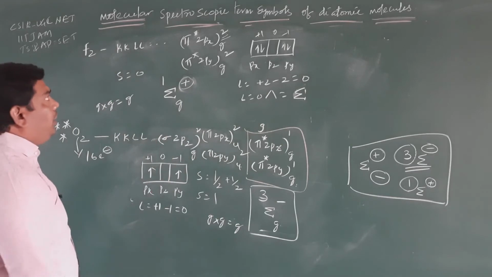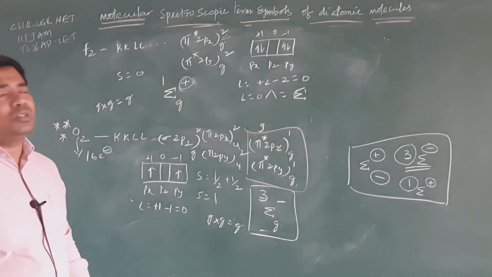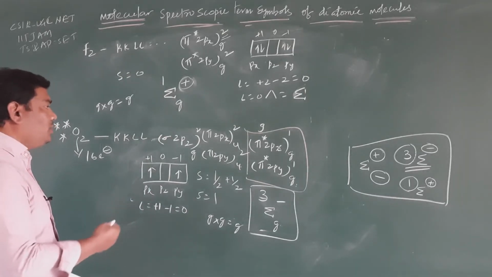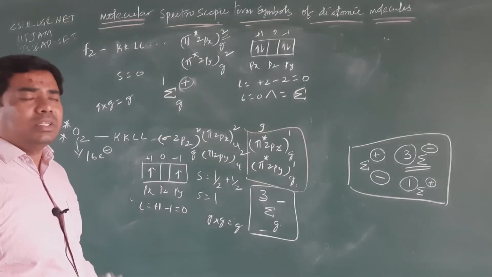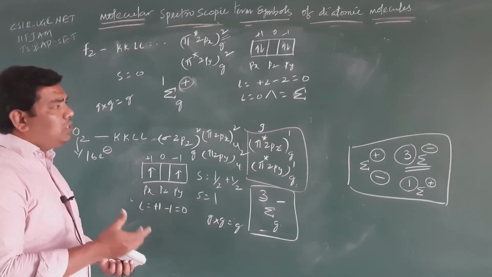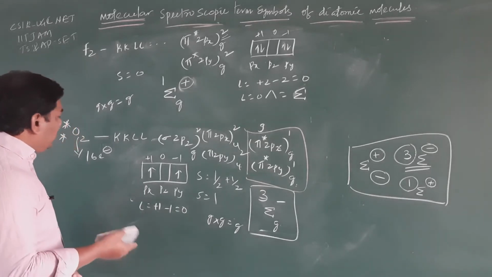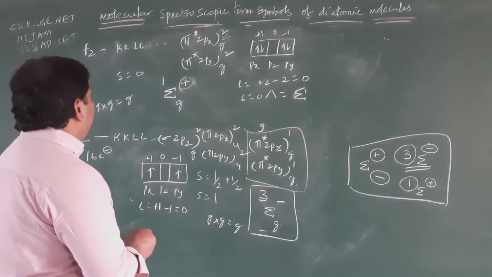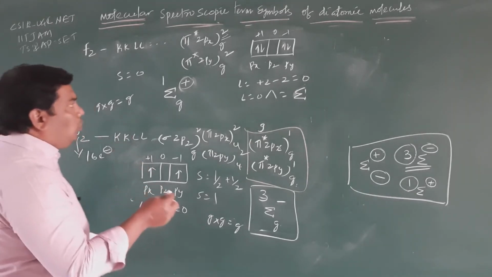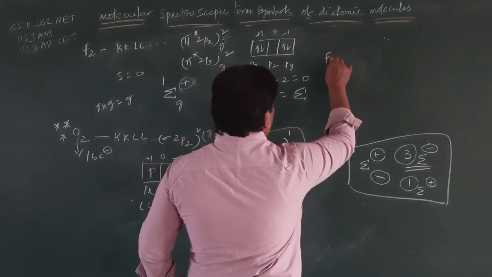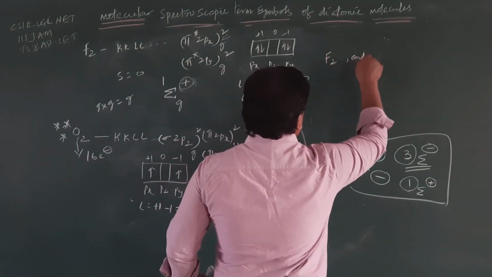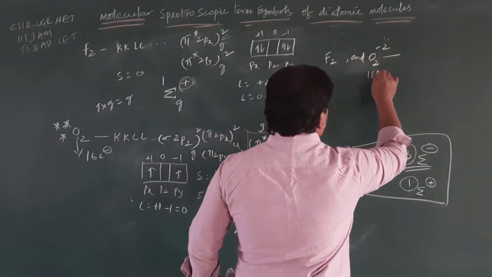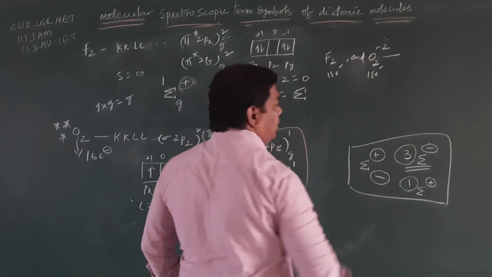This is the determination of molecular spectroscopic term symbols in diatomic molecules. We have seen various examples, heterodiatomic molecules and homodiatomic molecules. You can also calculate it for O2 minus. Generally F2 and O2 minus 2 have the same molecular term symbol, because it is an 18 electron system, and F2 is also an 18 electron system.